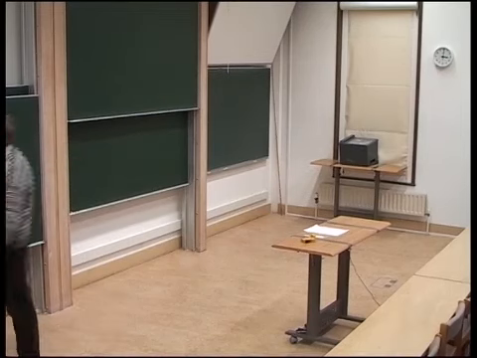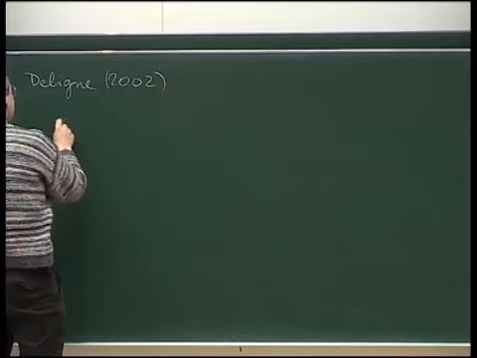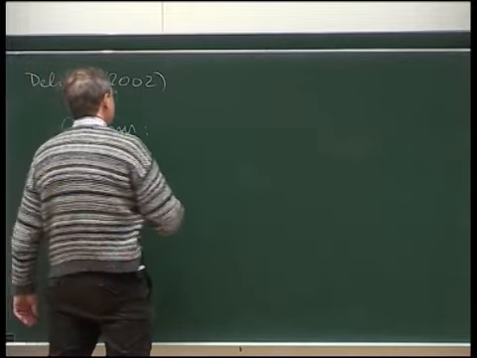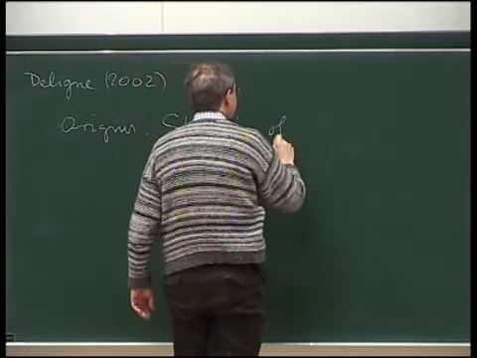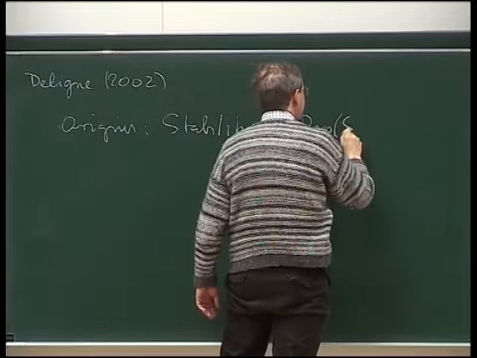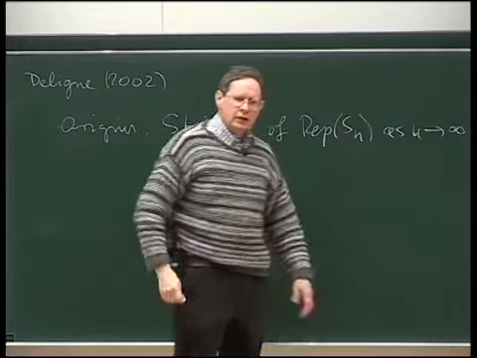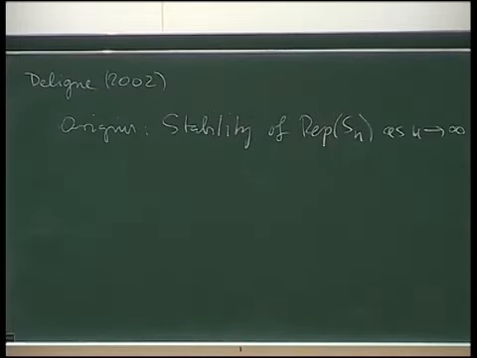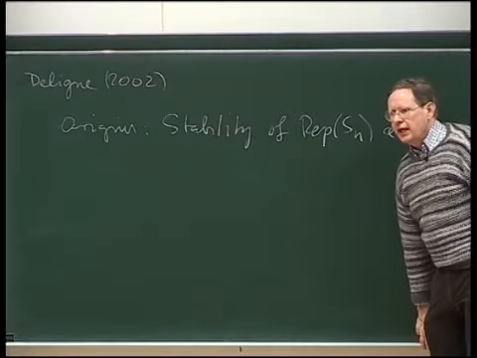Now, this category has 2 origins. One of them is, you could say, stability of rep Sn as n goes to infinity. It's well known in many formulas and many results that as n goes to infinity, certain things get stable, and dimensions become polynomials in n, and so on.